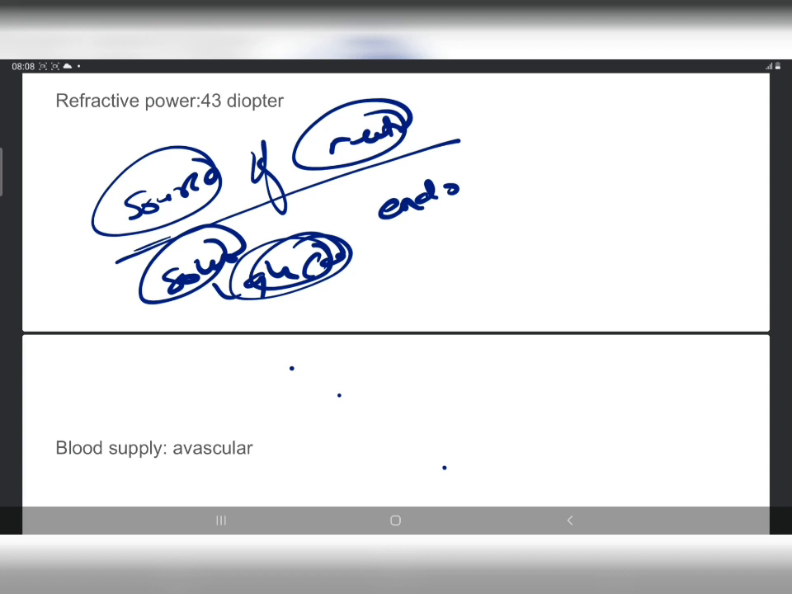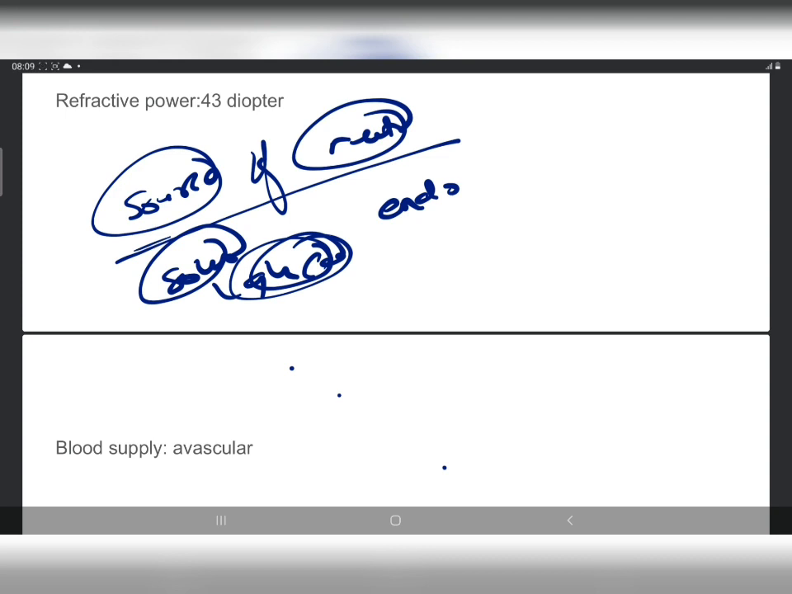Next we have function: it acts as a major refractive medium and it protects the intraocular contents. And we have metabolism of the cornea. Metabolism mainly takes place in the endothelium and the epithelium. Oxygen is taken from the air through the tear film, and glucose is diffused by active transport or simple diffusion from the aqueous humor. Oxygen is derived directly from the air through the tear film.